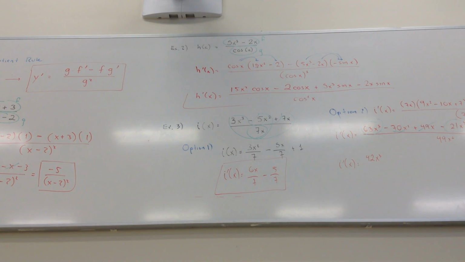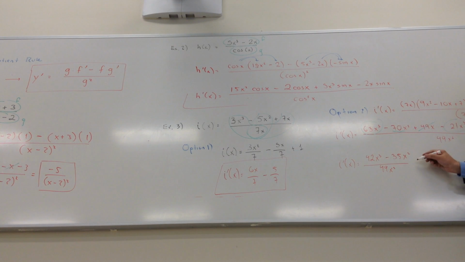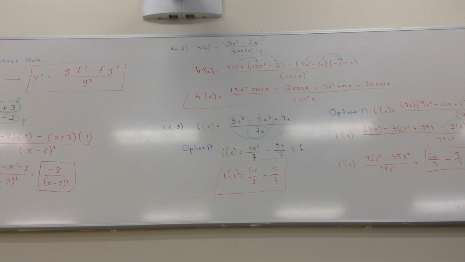Minus 70 plus 35. x squared over 49x squared, and then I can simplify 42 over 49, 6x over 7 minus 35 over 49, 5 over 7. Yes, not x, because it's x squared over x squared plus 1, which is the same answer. Which one is more complicated? The first one. The first one is more complicated?